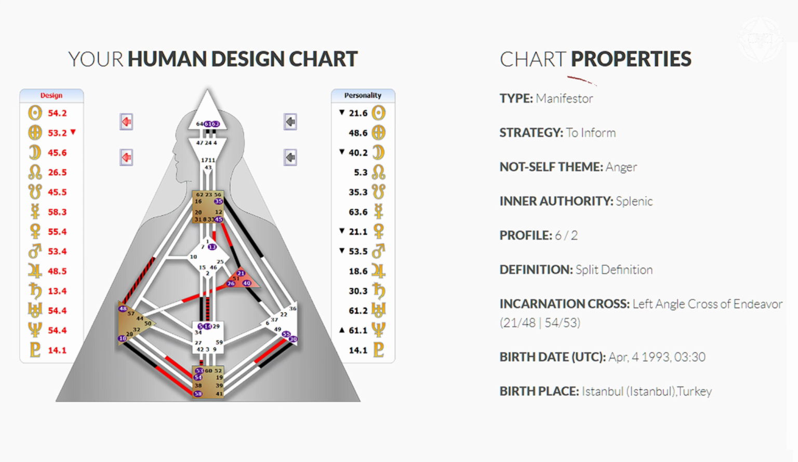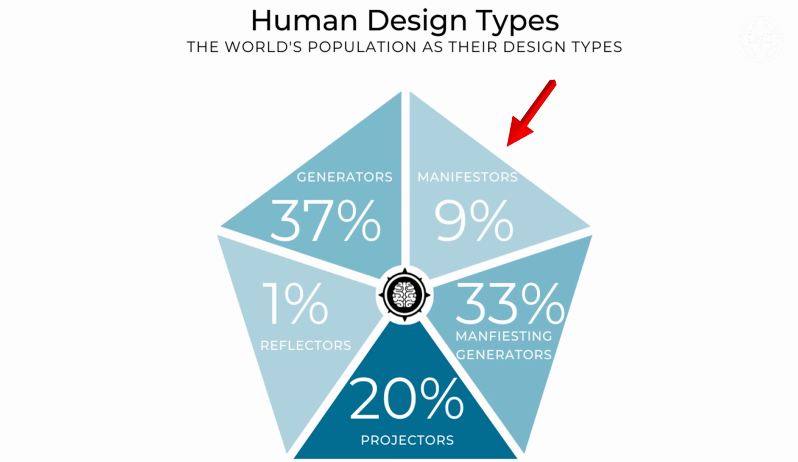I am a manifestor. Manifestors make up approximately 8% of the world population. Generators make up approximately 37% of the world population. Manifesting generators make up approximately 33% of the population. Projectors make up approximately 21% of the world population. Reflectors make up approximately 1% of the world population.